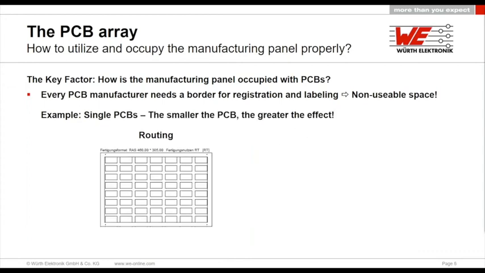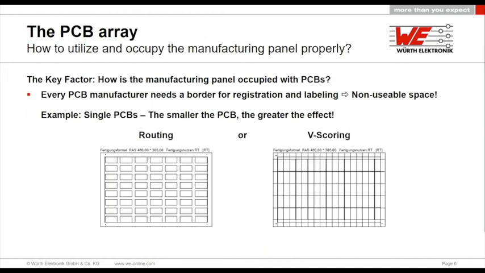What is interesting is that this effect is getting greater, bigger, the smaller the PCB gets. Here in that case, it's a real application where we compared for the prototype panel the routing versus the V-scoring. And as you see on the numbers, for the routing, we could only place 56 PCBs on a manufacturing panel, whereas for the V-scoring, we could place 85 PCBs.